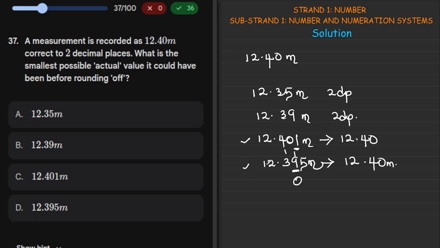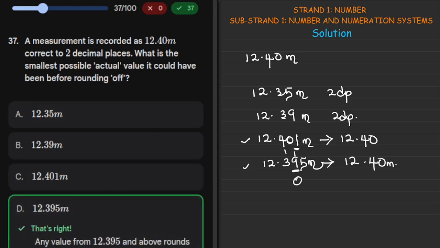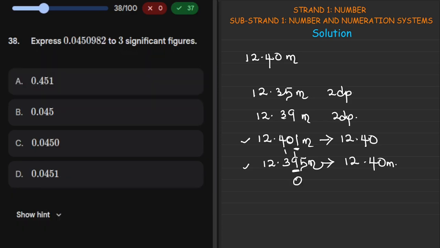So if you compare this and then this, you realize that this one is smaller. And the question says, what is the smallest possible actual value it could have been before rounding off? So it could have been what? 12.39 meters.